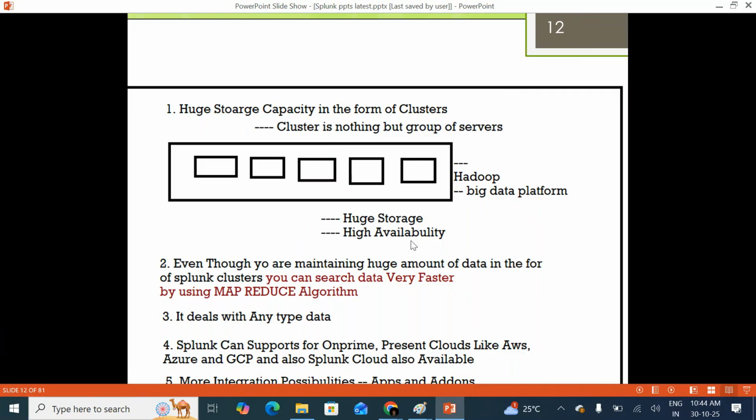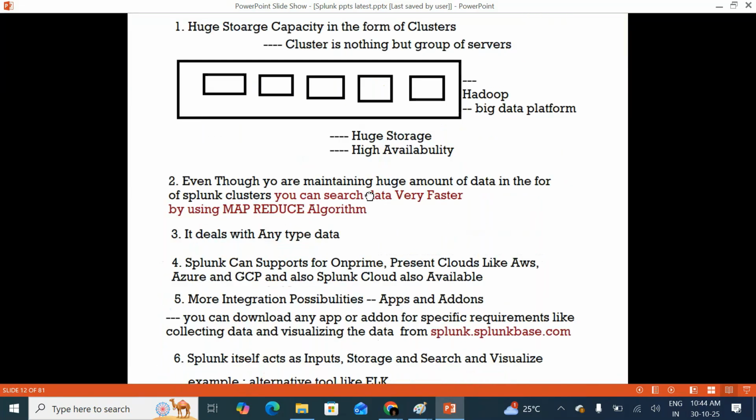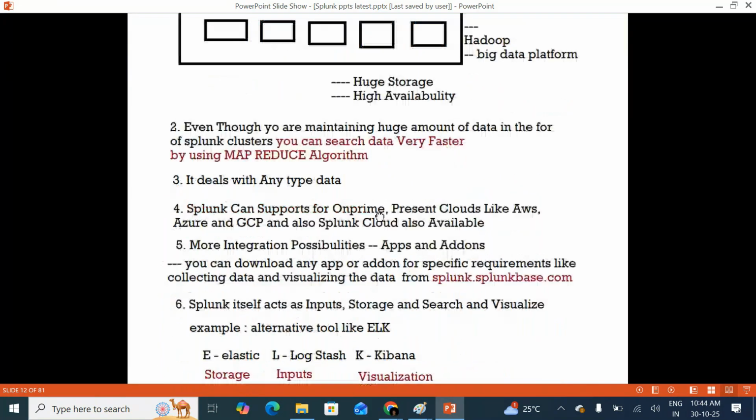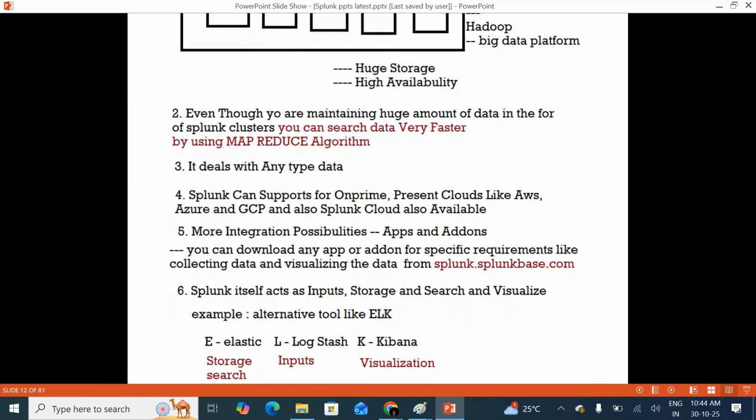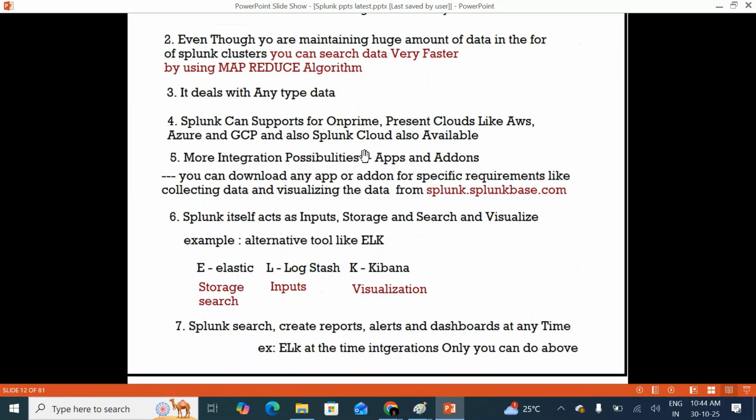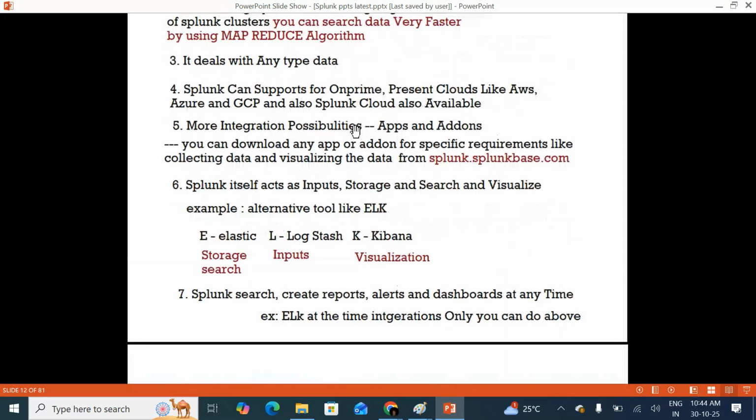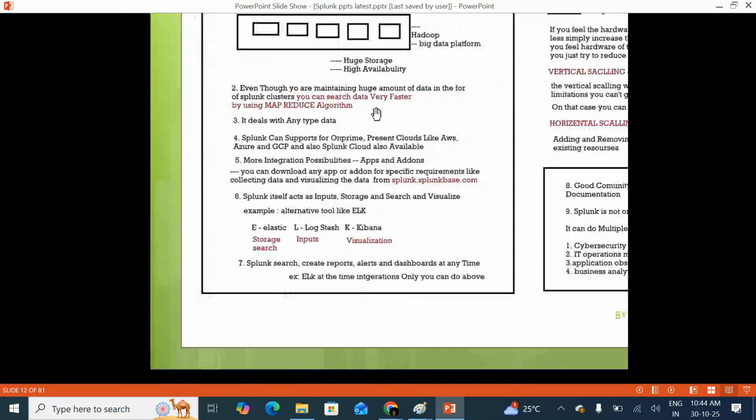So the next class will be: this much data you are storing now, how does Splunk search the data very fast? This is the second point. Third point: how many types of data it can deal with, and how Splunk supports multiple ecosystems, what are the alternate tools for Splunk and their drawbacks, what are the benefits of documentation and support, and what are the disadvantages of Splunk. We'll see that in tomorrow's class.